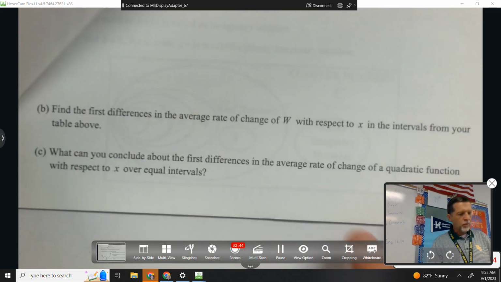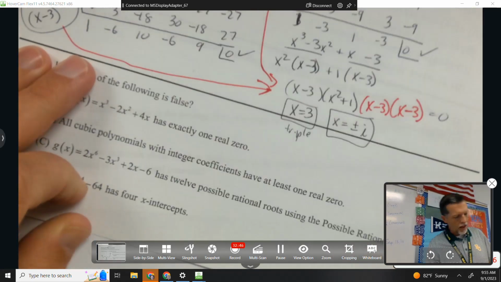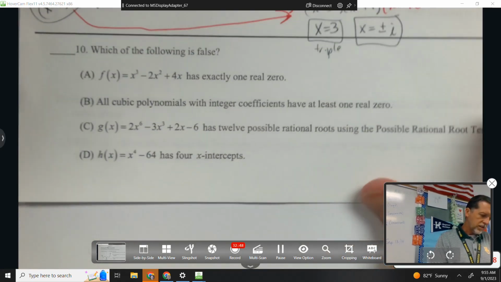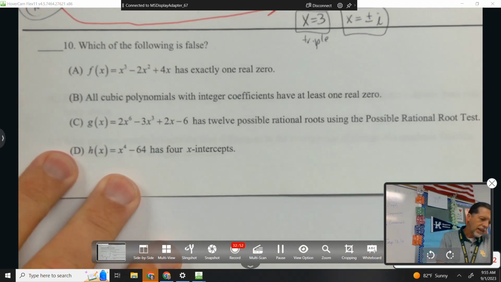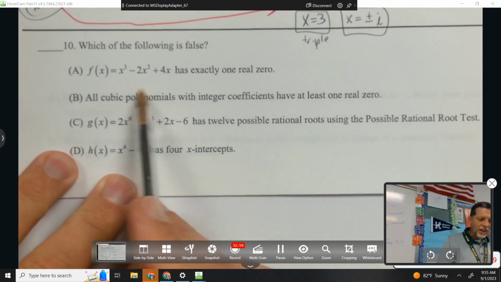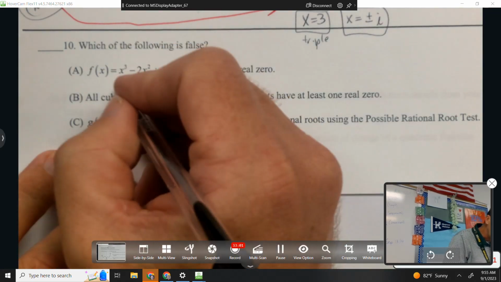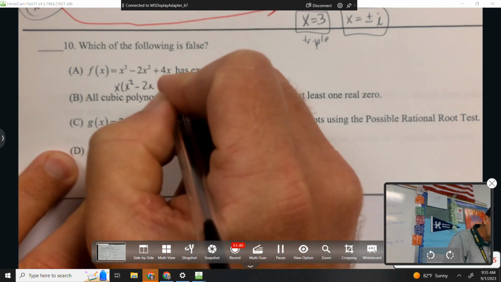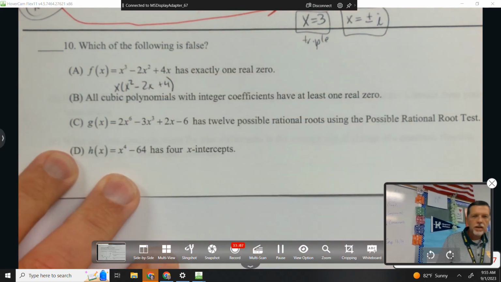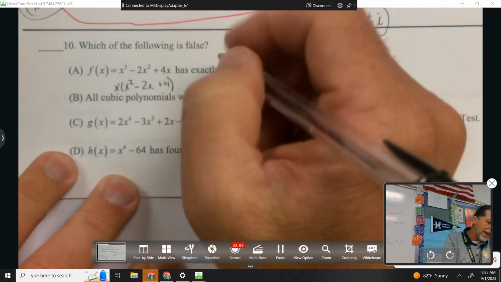All right, last one. Yes, last one. Which of the following is false? Has exactly 1 real zero. I don't know just by looking at it. It's got 3 total, but I factor out, so it definitely has x equals 0.